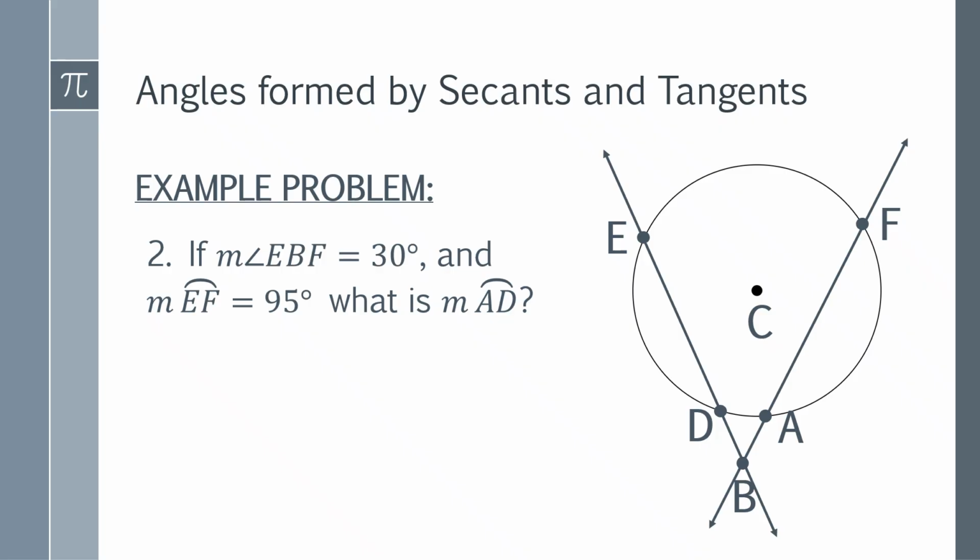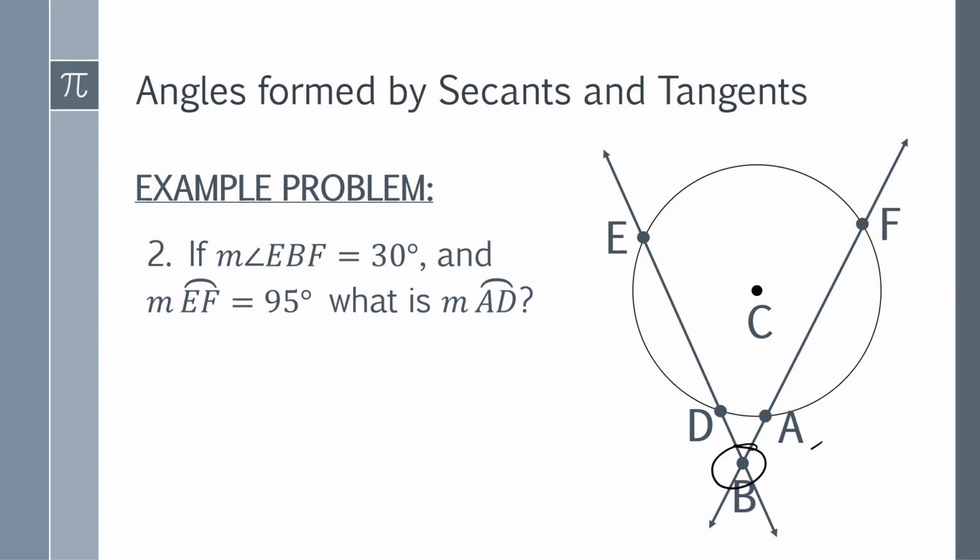Try this on your own. If measure of angle EBF is 30 degrees and the measure of arc EF is 95 degrees, what is the measure of arc AD? Whoops! Pause this video first. Whenever you're ready, please play this video. Done already? So let's have this one.